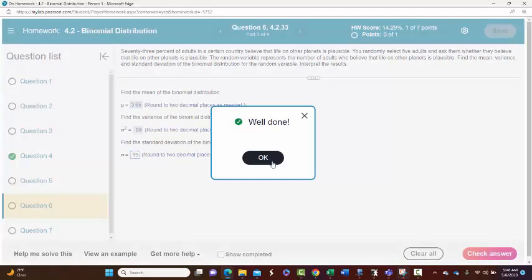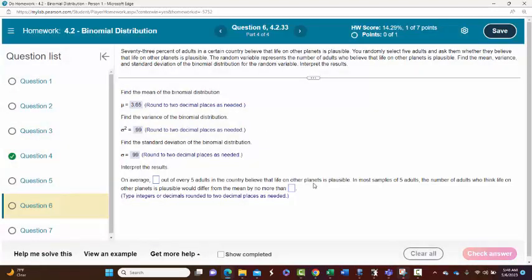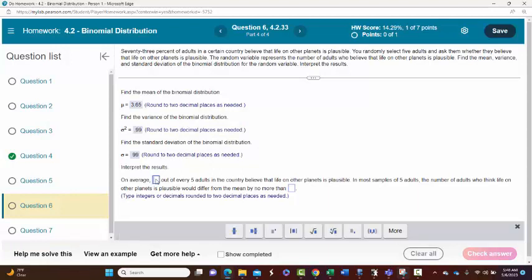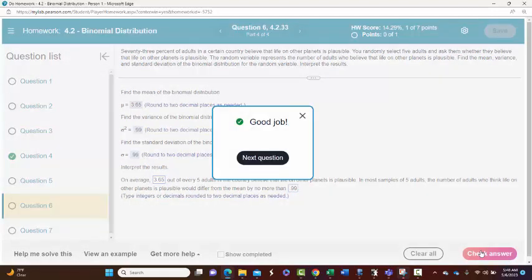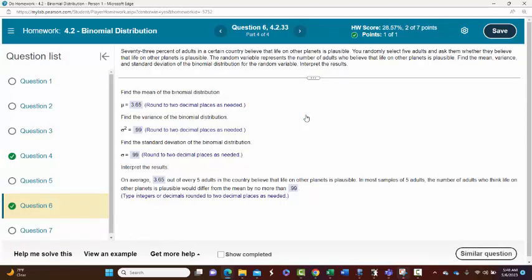Got it. All right, so on average, that means the mean. So we'll put in 3.65. Differ by no more than the standard deviation, which is 0.99. Excellent. All right, so with that, we will conclude this video on the binomial distribution.